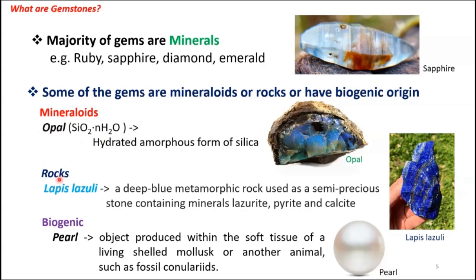And some rocks, for example, lapis lazuli, is a type of rock. It contains more than 1 mineral. It's an aggregate of minerals, especially the mineral called lazurite that gives this beautiful blue color. As a result, people use it as a gem. And some biogenic materials like pearl. In its composition, it is calcium carbonate, but it is produced by organisms. Due to their rarity and beauty, people use those materials as gems.